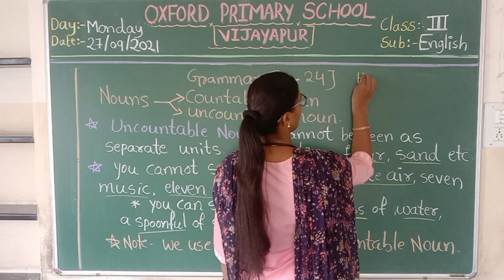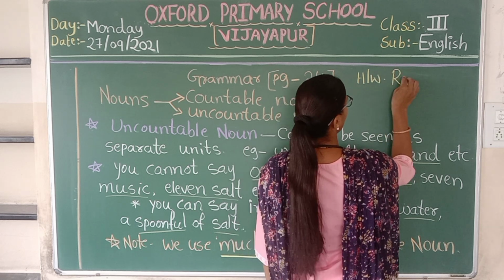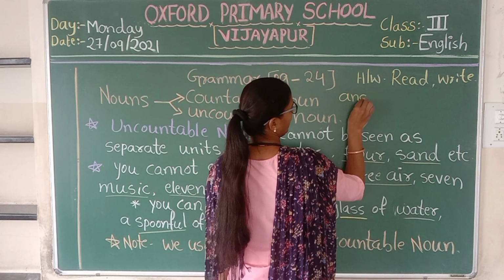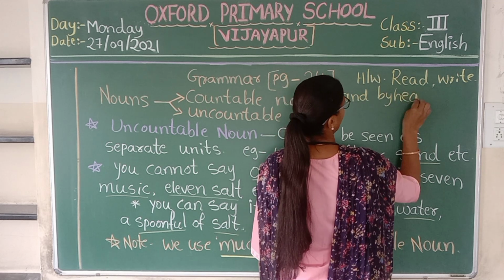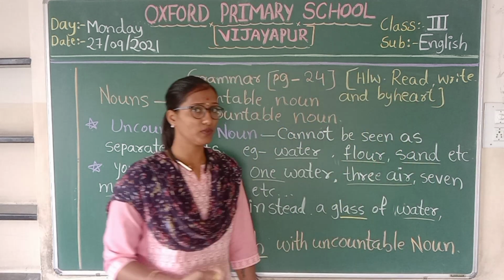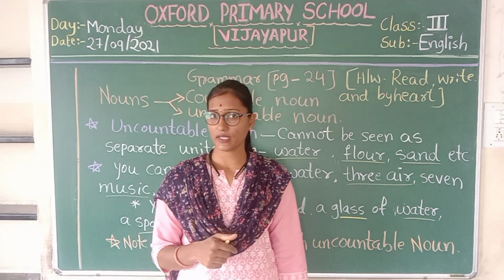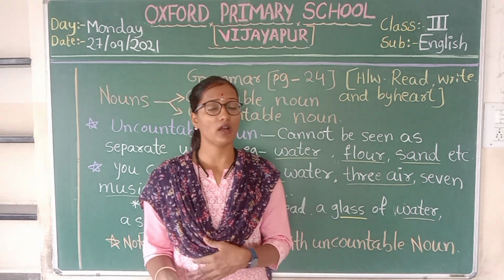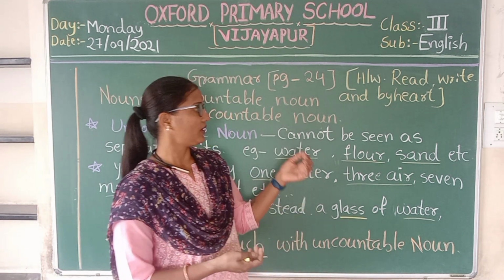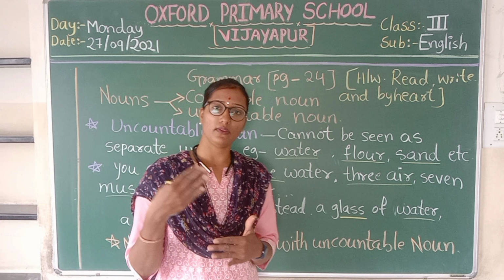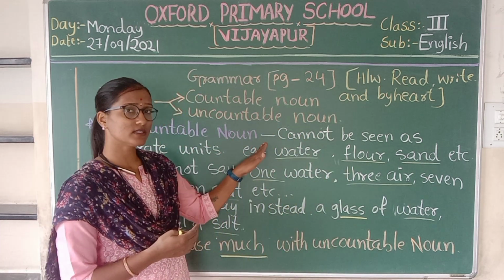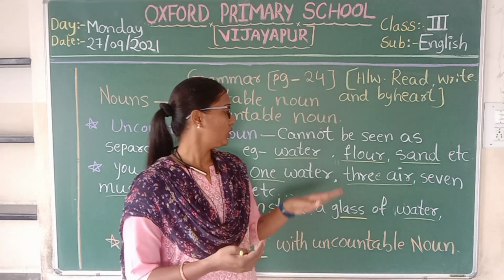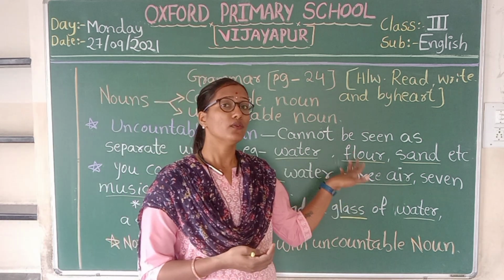So, children, note down your homework. You have to read, write and learn by heart. I may ask you in the test what is countable noun. So you have to say it can be seen as a separate unit, and you have to say the examples like flower, car, pencil, anything. And when I ask you what is uncountable noun, give example. You have to say the things that cannot be seen as separate units are called uncountable noun. An example, you can write water, air, sand, flour.